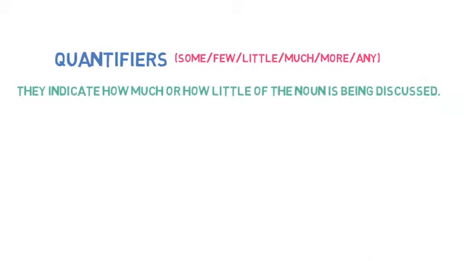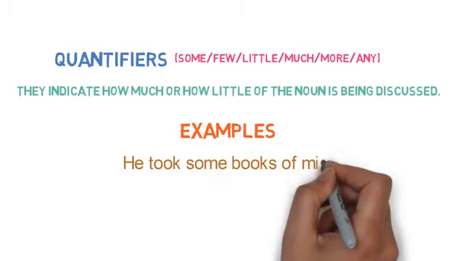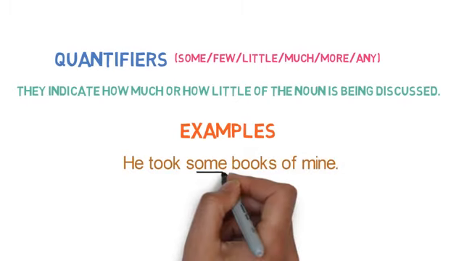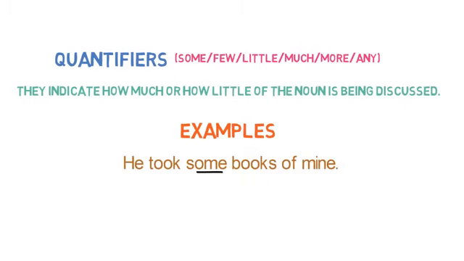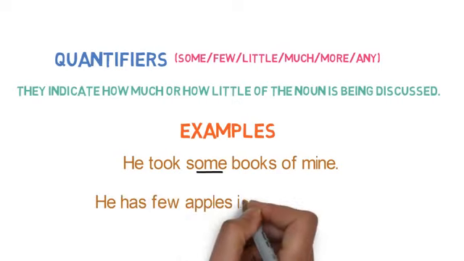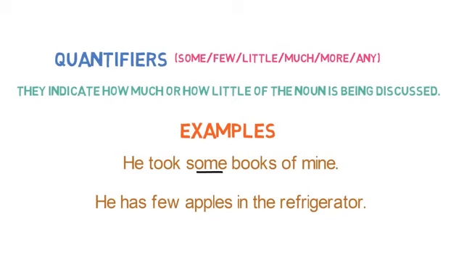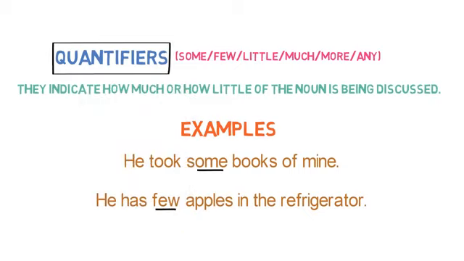He took some books of mine. Here, some defines the quantity of books he took. Let's look into the next example. He has few apples in the refrigerator. Here, few defines the quantity of apples he has. As quantifiers determine the quantity of the noun, they come in the category of determiners. So this is all about determiners in this video.